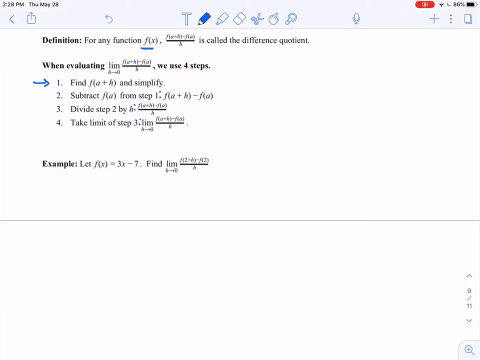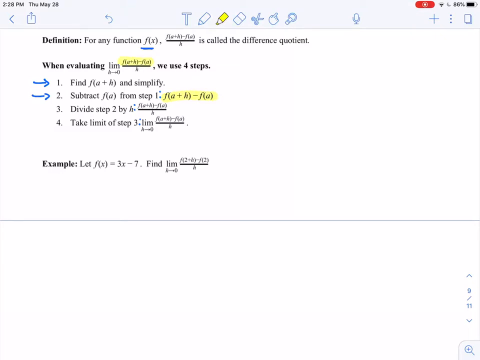This first step here, I just need to find f of a plus h and simplify that. So oftentimes this is the step that involves the most work, so you will have a little bit of algebra to do here. Step 2, we subtract f of a from step 1. So this f of a, you're actually going to have to find this first, and we'll talk about how to do that. And then you're just subtracting that from step 1, and hopefully you say, hey, f of a plus h minus f of a, that looks a lot like our numerator right here.